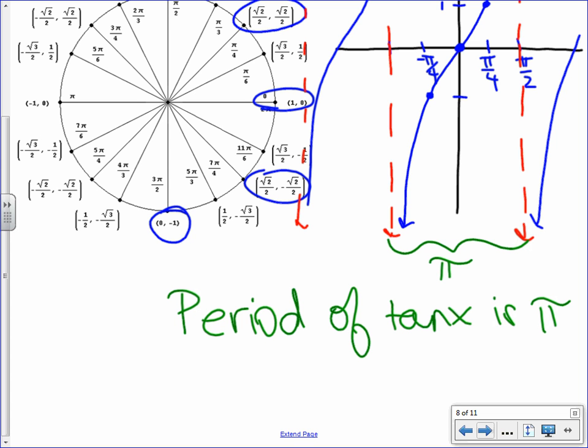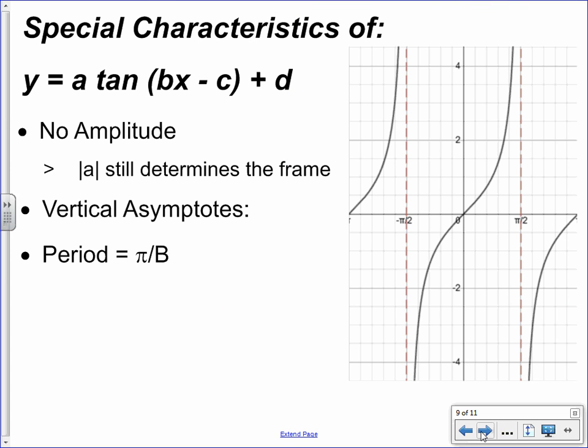Okay. So let's talk about how that's going to affect what we find. You recognize this. This looks similar to what we did with sine, cosine, now cosecant and secant. What I want you to note though is there's no amplitude for tangent. We still want to identify A, and A is still going to affect whether it's reflected or not, but there is no amplitude.